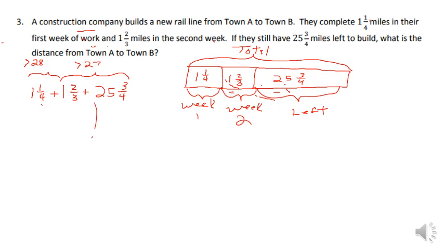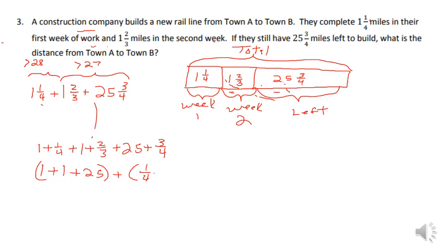Now I'm going to use our commutative property here. Well, just the red mark is going everywhere. Now what that means is I'm going to reorder these. I got 1 plus 1/4 plus 1 plus 2/3 plus 25 plus 3/4. And let's go ahead and reorder it. We got 1 plus 1 plus 25. That takes care of our whole numbers. Plus, now we got 1/4. And when I rewrite this time, I'm going to put my quarters together. There's 3/4 plus 2/3.